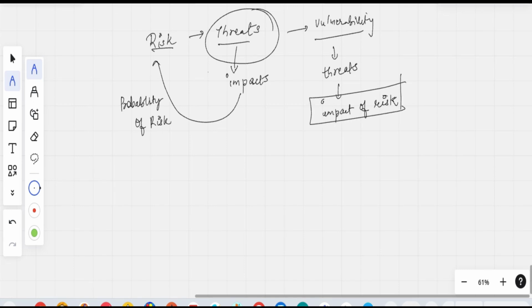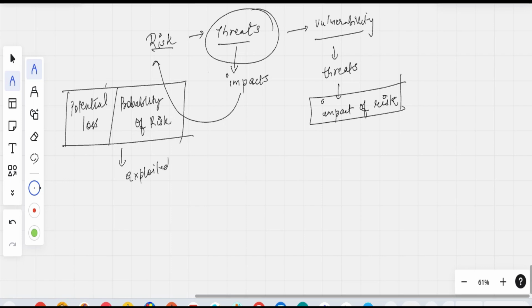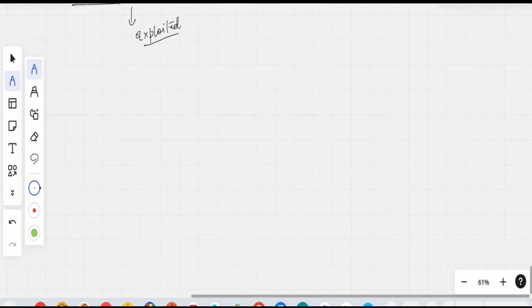So risk is basically a potential loss. Why is this a loss? Because it is exploiting the vulnerabilities that we discussed. So the vulnerability is exploited, and with the help of that we calculate the risk. Basically, the calculation of risk could be threat times vulnerability times its impact, correct? This is how a risk should be calculated.